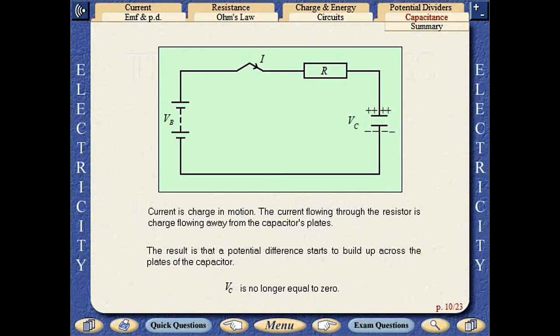Current is charge in motion. The current flowing through the resistor is charge flowing towards the capacitor's plates. The result is that a potential difference starts to build up across the plates of the capacitor. VC is no longer equal to zero.